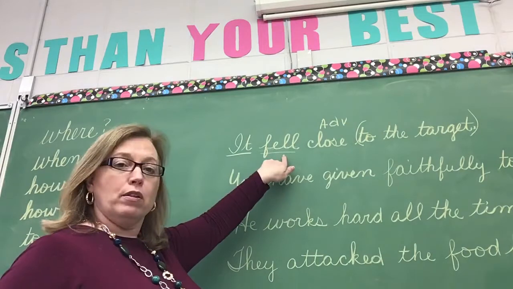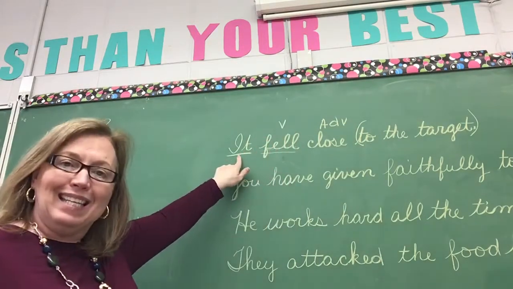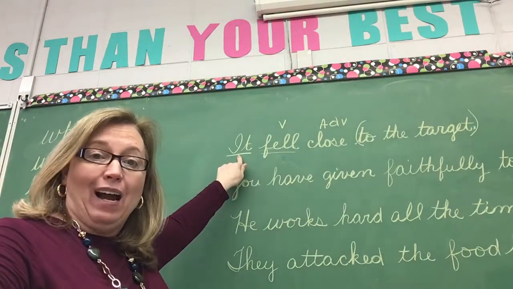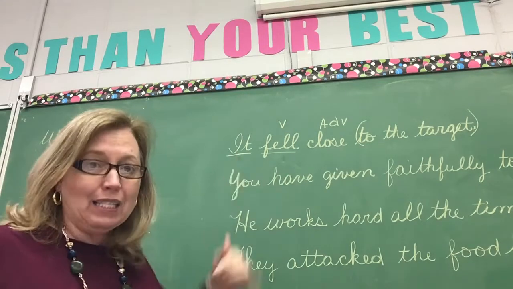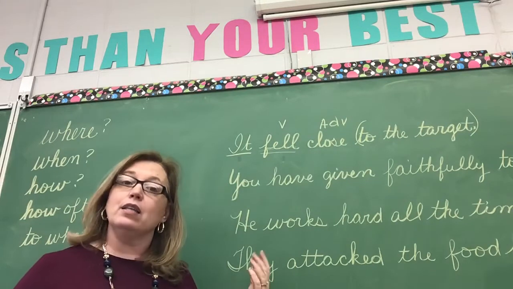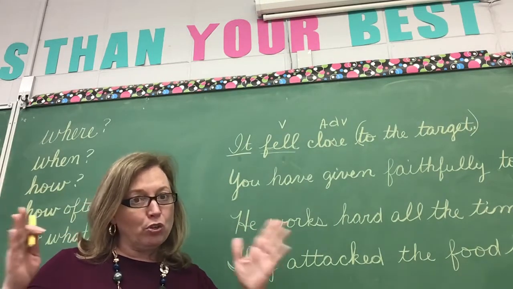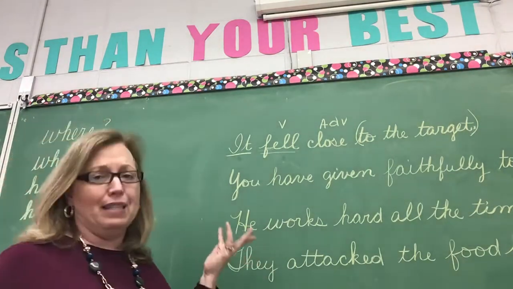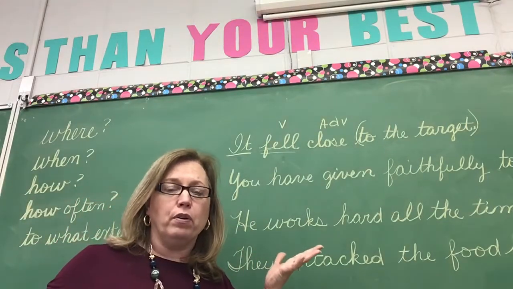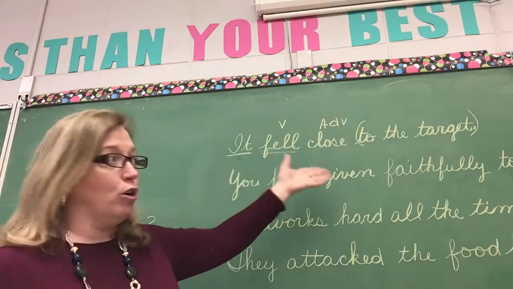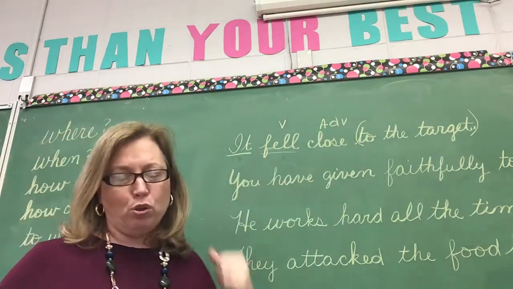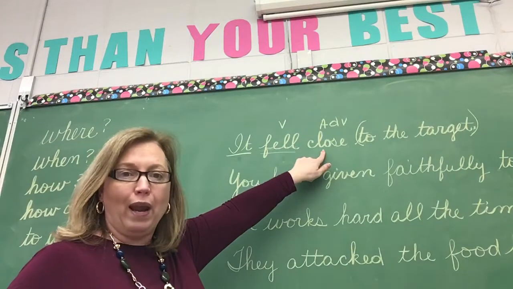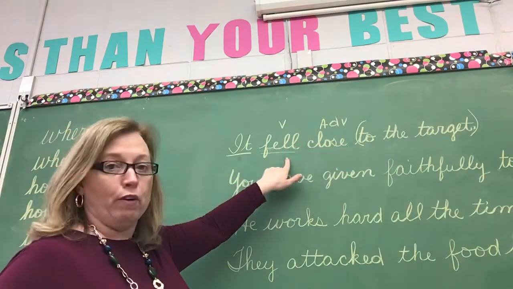So the word fell is my verb. The word it, its job is to be the subject. Is the word it a noun or a pronoun? Because my subject has to be a noun or a pronoun. The word it is a pronoun. Remember, it's on Mrs. Turner's handy dandy little charts. It's a word that takes the place. The it is probably in this case going to be an arrow. It could have been a tree. The arrow fell close to the target. The tree fell close to the target. The word it is a pronoun, taking its place. Okay, and close tells me where it fell. So close describes the word fell.